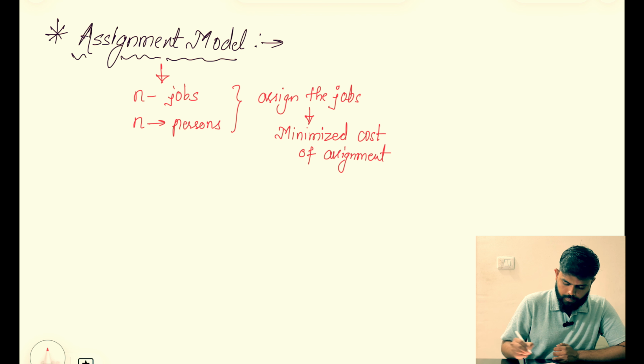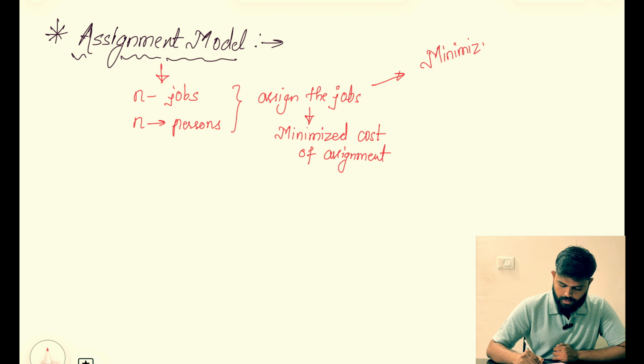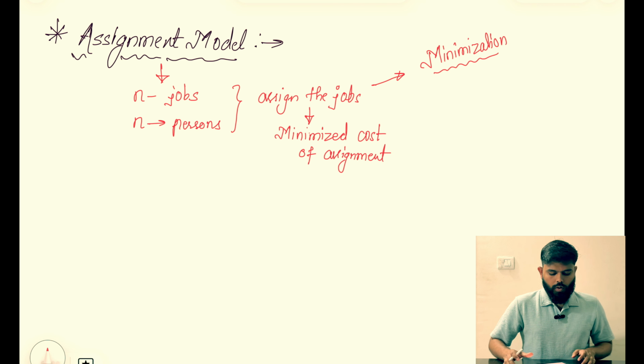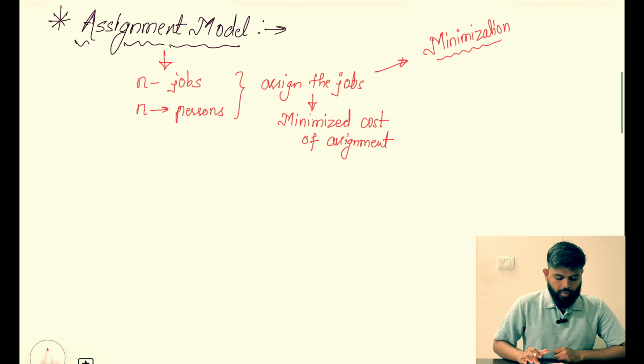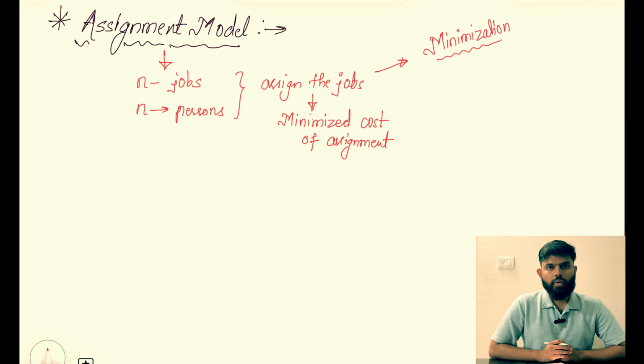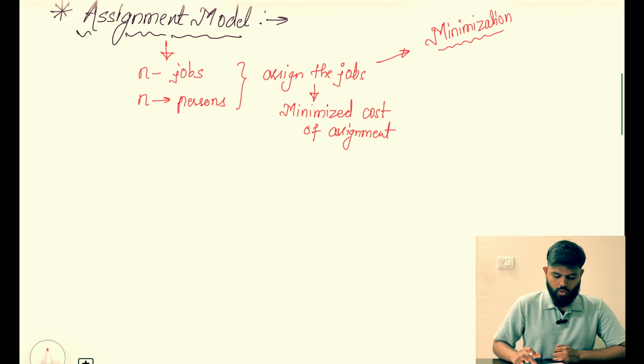In short, assignment model or assignment problem is a minimization technique of optimization. We know that in operational research we do optimization. So assignment model can be said as a minimization technique in which we minimize the cost of assignment.